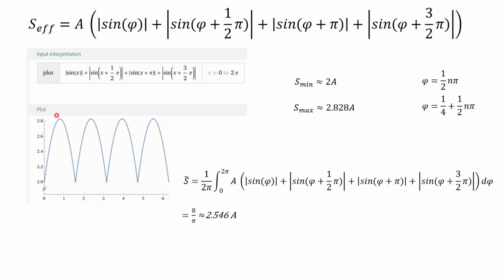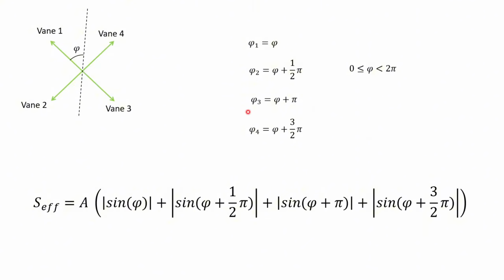Again, you have minimum and maximum. Where does the minimum occur? 2a. Where does it occur? 0 degrees, 90 degrees, 180, etc. Does that make sense? Let's say your arrow goes high right along vein 4. Well, vein 2 and vein 4 are doing nothing. The entirety of vein 1 and 3 are stabilizing your arrow. Okay, so the total effective surface is only 2a.